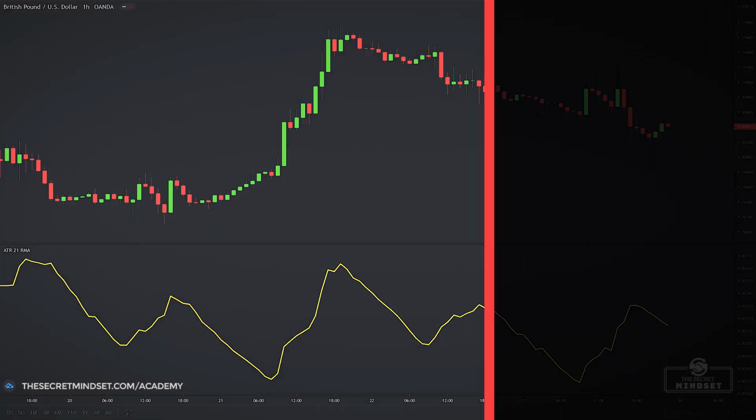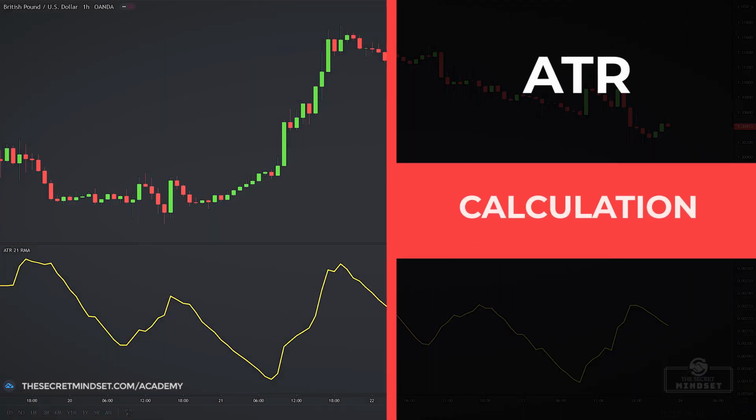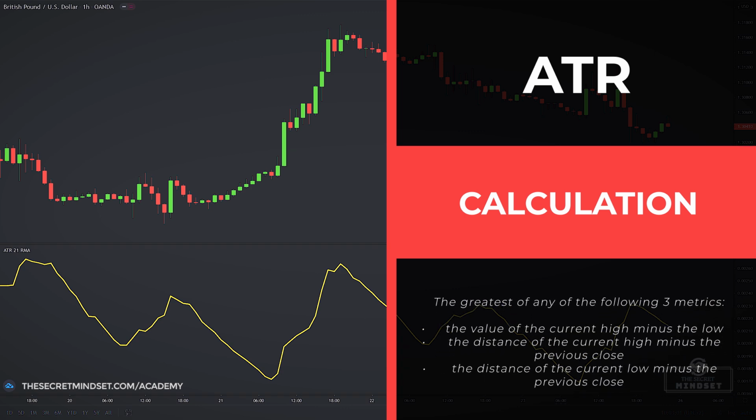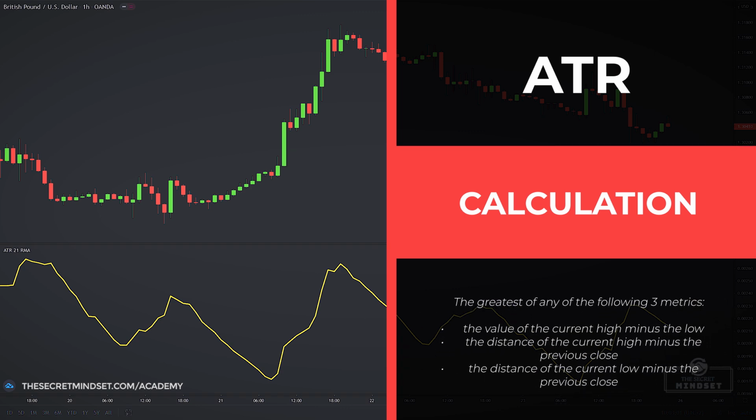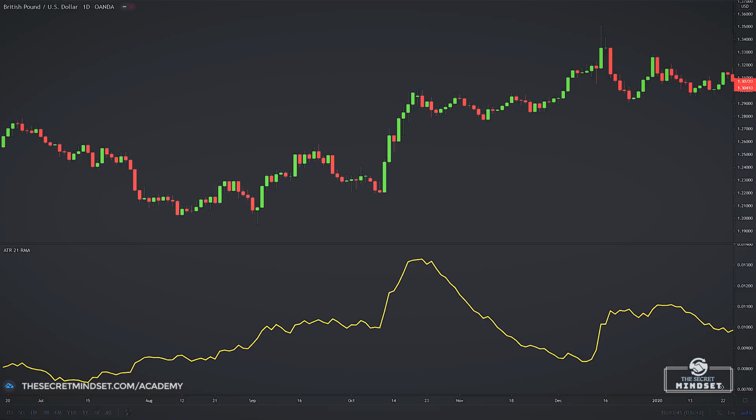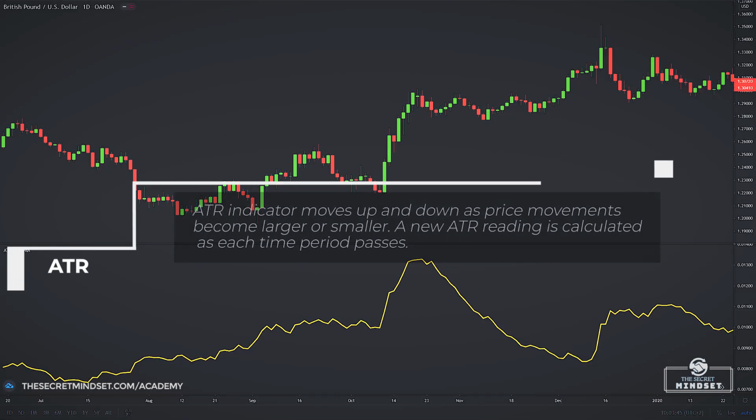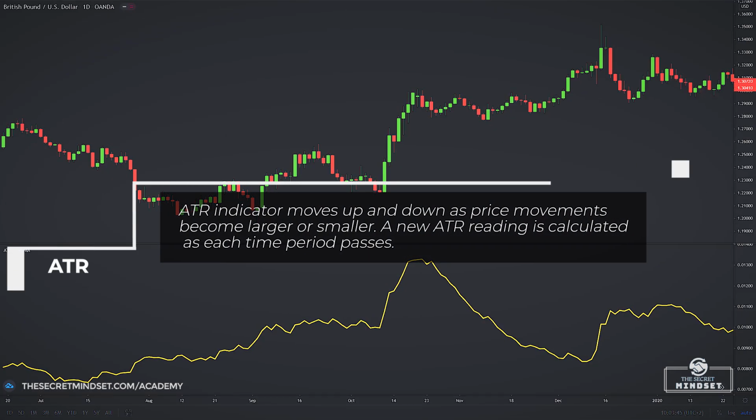The ATR is measured as the greatest of any of the following three metrics: the value of the current high minus the low, the distance of the current high minus the previous close, and the distance of the current low minus the previous close. Despite the fact the average true range is not so common among traders, this indicator can assist them in entering and exiting trades.